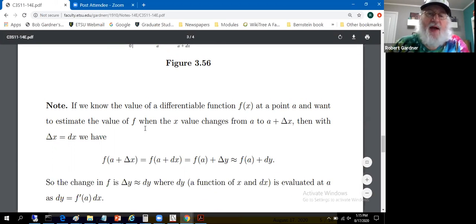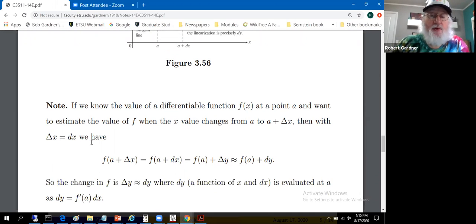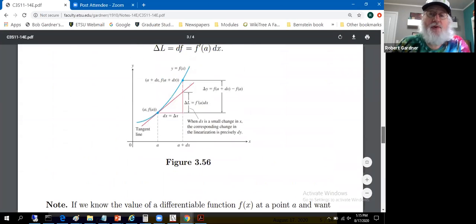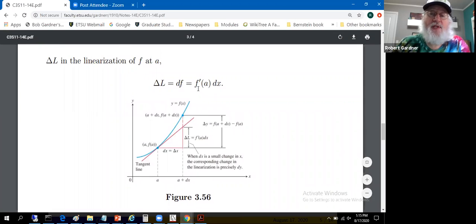And we want to estimate the value of f when x changes a little bit from a to a plus delta x, or a plus dx. We'll take delta x and dx interchangeably. We're not doing that with the y's. The y's get approximated. Then we have f of a plus delta x. That would be f of a plus dx, because we're using those symbols interchangeably. And that would be f of a plus the change in y, the actual change in y. We're approximating that change in y with the differential dy, the differential dy, or df, calculated here.